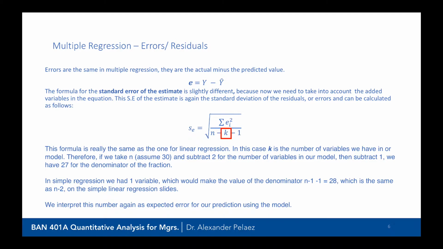In this case, k is the number of variables we have in our model. Therefore, if we take n, assume it's 30, and subtract 2 for the number of variables in our model, and then we subtract 1, we have 27 as the denominator of the fraction. Now remember, in simple regression, we had one variable, which would make the denominator n minus 1 minus 1, equals 28, which is the same thing as the n minus 2 that we had on our simple linear regression slides. We interpret this number again as the expected error for our prediction using the model.